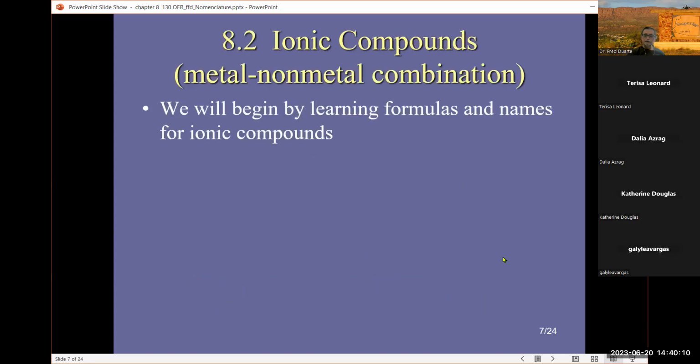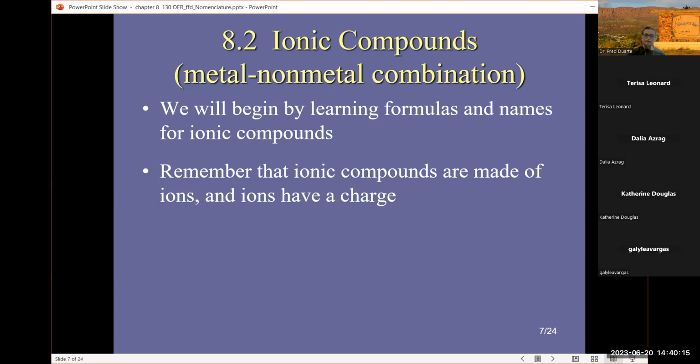Okay, we're going to begin by learning the formulas and the names for ionic compounds. Remember that ionic compounds are made up of ions and have a full charge. The other thing to remember is that we don't use prefixes if we have more than one ion of any one. For ionic compounds, no prefixes, okay? And the sum of the charges, like I explained earlier, must equal 0, when we're talking about neutral compounds. If you don't have a neutral compound, then they equal whatever the charge of the compound is.